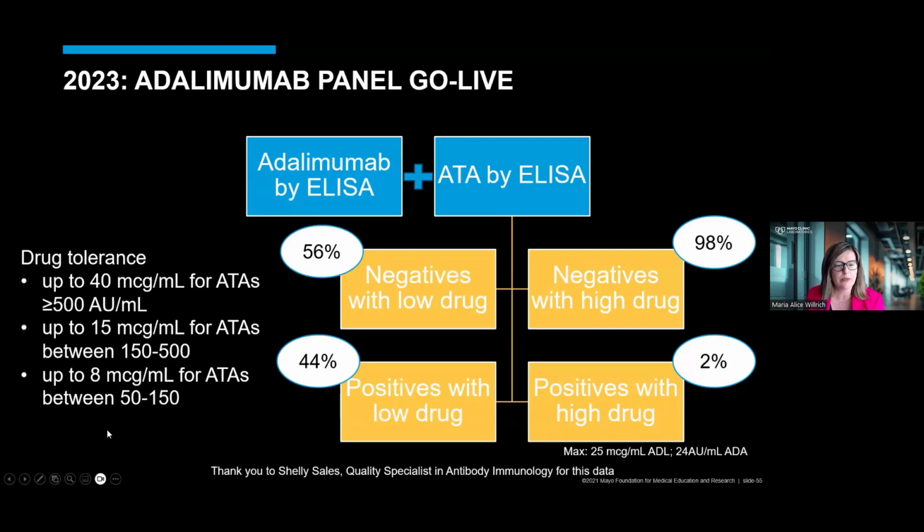And here we have determined 3 ranges to categorize the anti-drug antibodies. So we have a low titer range when the antibodies are between 50 and 150, and then an intermediate range between 150 and 500, and a high titer range when the antibodies are greater than 500, and they have a different degree of drug tolerance. And this is also stated in the lab test catalog and in the comments that go out with the panel for the assay to help providers interpret confidently the test results that they have in front of them.